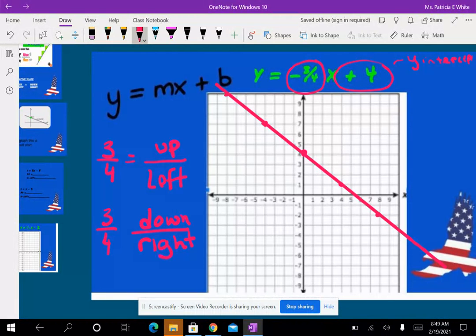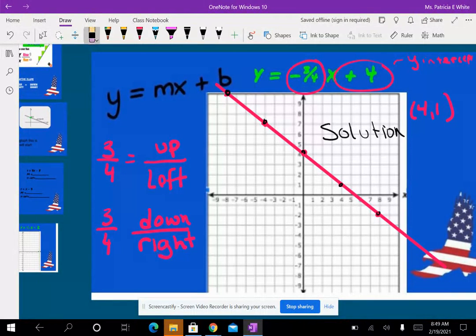How about 4, 1? Remember, all of these points on the line, every single point on a line is a solution. And how do I tell? I plug it in. I've got x is 4 and y is 1.